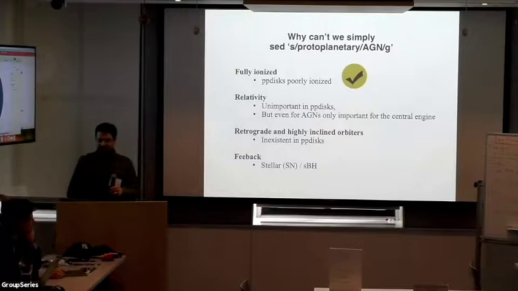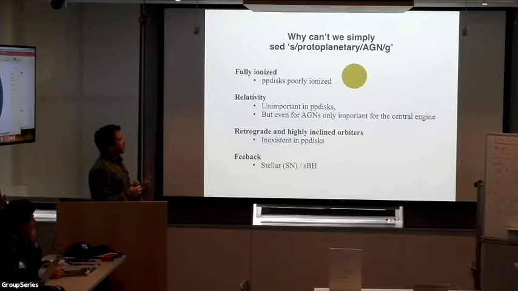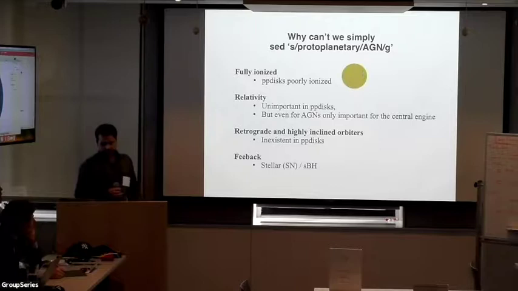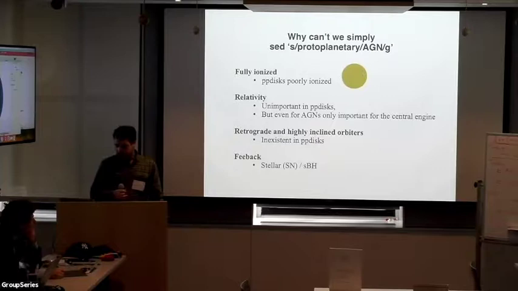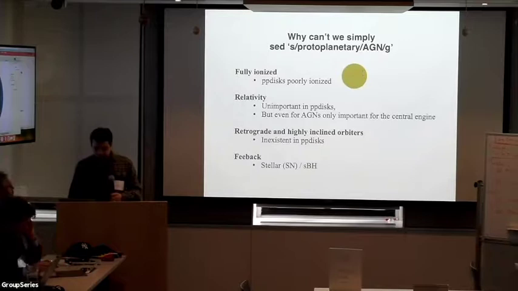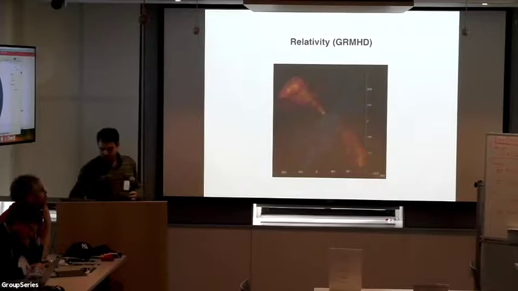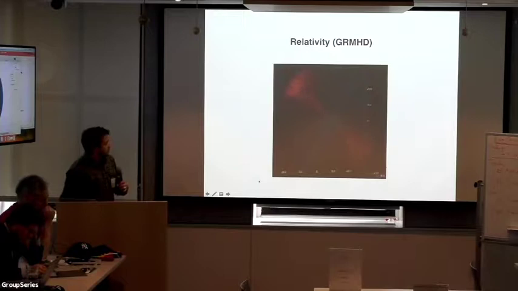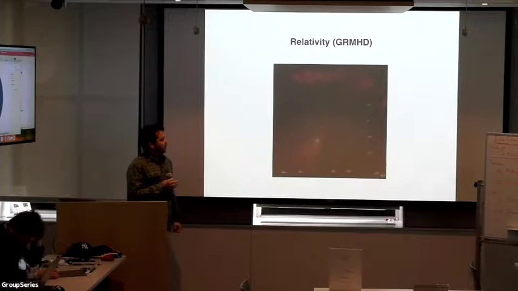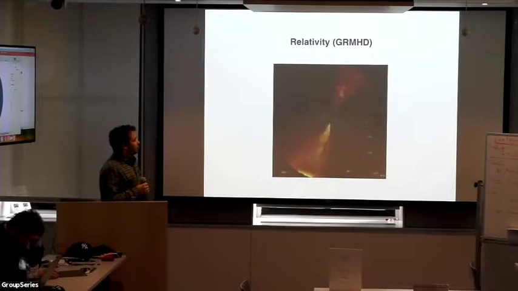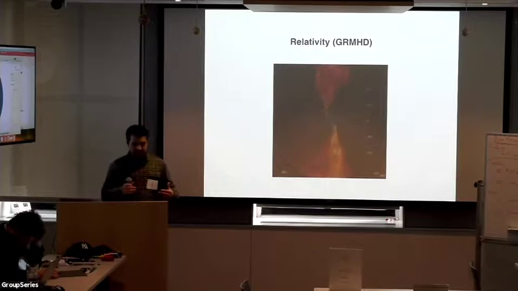So we already know reasonably well how MHD works in disks. That's the MRI, which has been modeled for decades now. Relativity is unimportant in protoplanetary disks, and even in AGN disks, it's really only going to matter for the inner parts, quite close to the black hole. If you want to model that part, you must model it with GR. But if you are interested in the outer parts of the disk, then that's not going to matter so much.